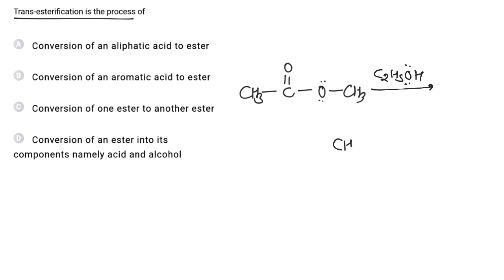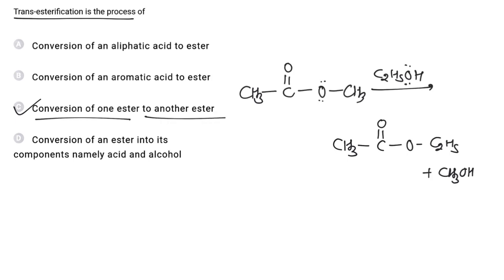Trans-esterification is the process of conversion of one ester into another ester. For example, if we have methyl acetate and methyl acetate is reacted with ethyl alcohol, now it will be converted to ethyl acetate along with formation of methyl alcohol. So one ester is converted to another ester, and this process is called trans-esterification, and hence correct answer is C.